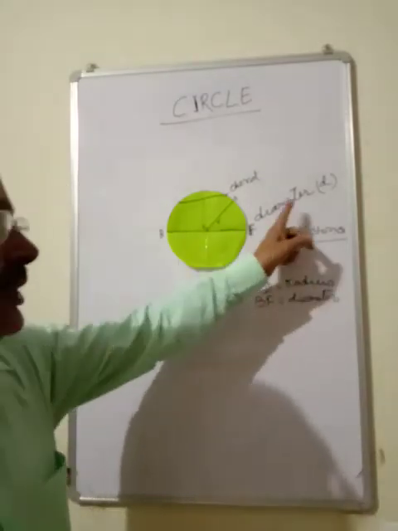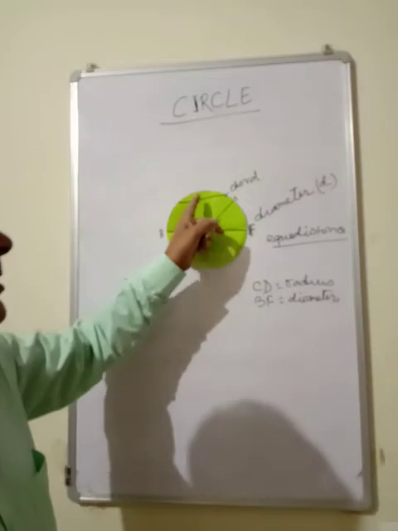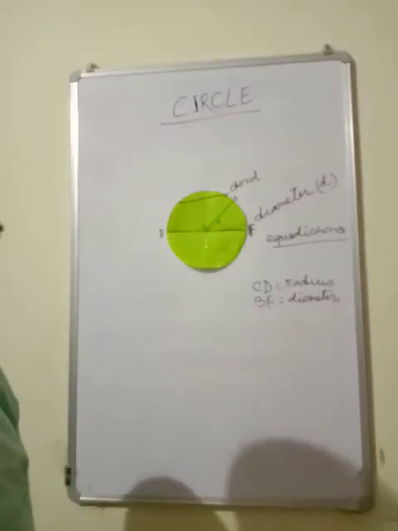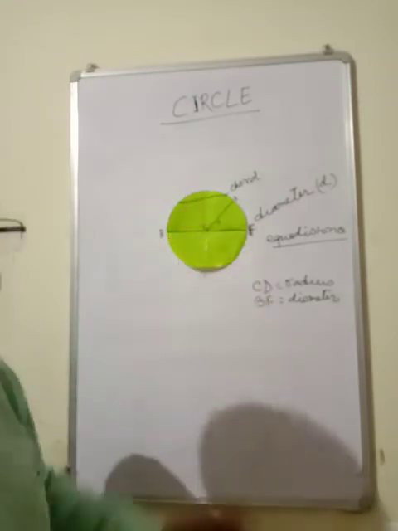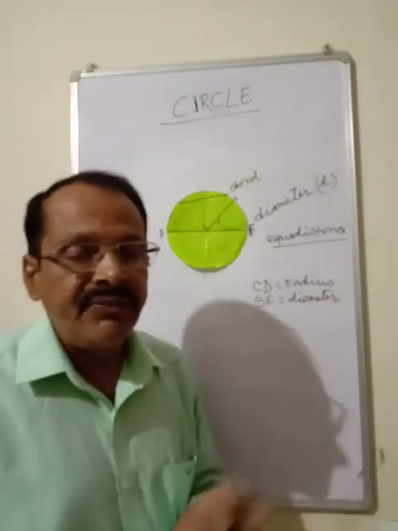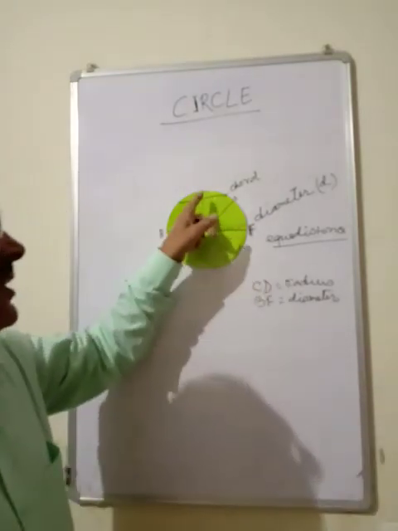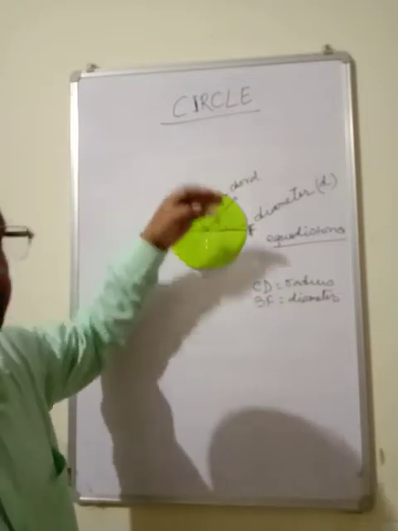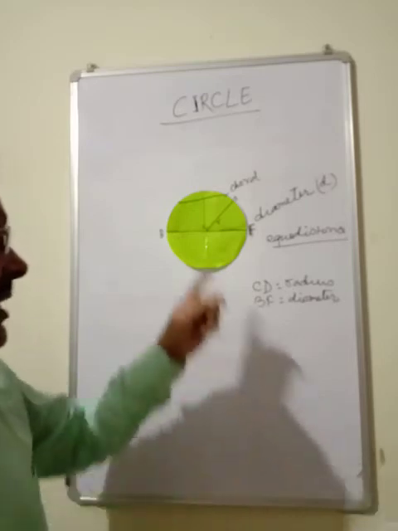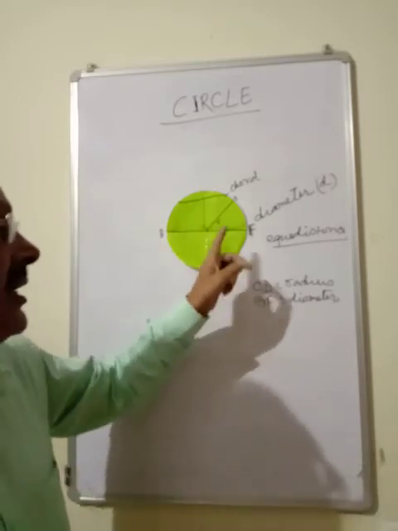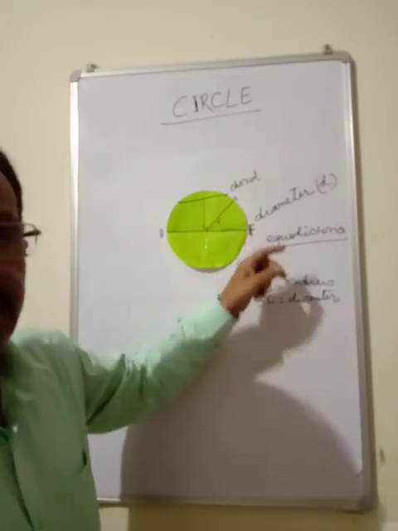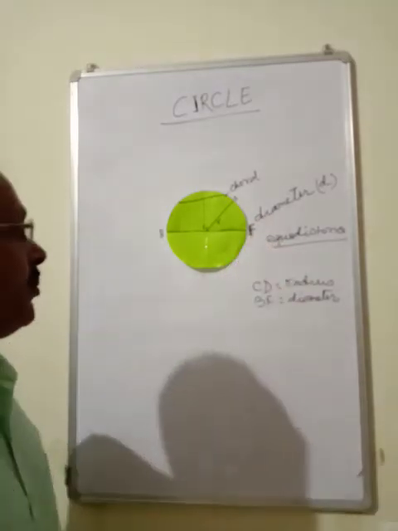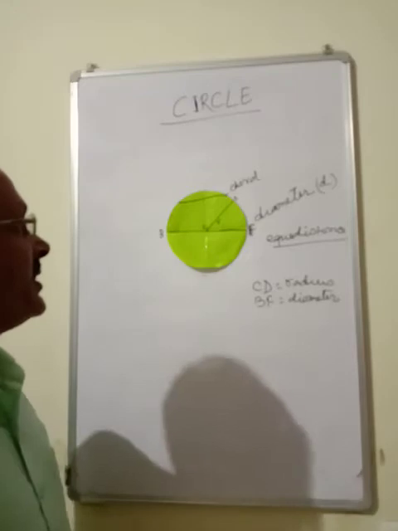The diameter is also a chord. The diameter divides the circle into two parts, and a chord also divides the circle into two parts. But what is the difference? A chord divides the circle into a bigger and a smaller part, not equal parts. But the diameter divides the circle into two equal parts. That's why it is called the diameter.